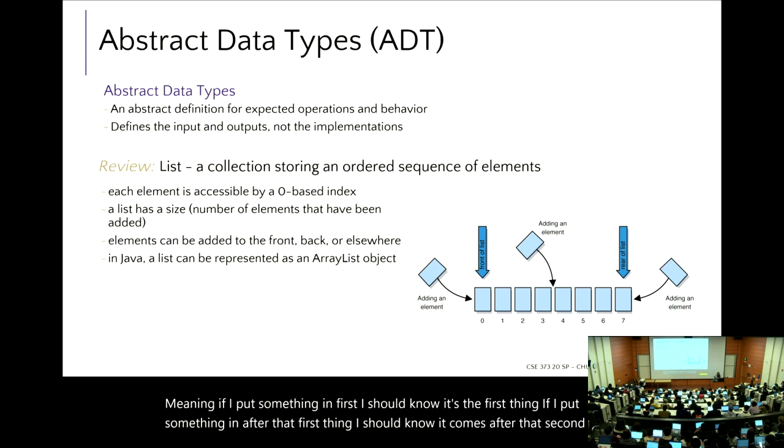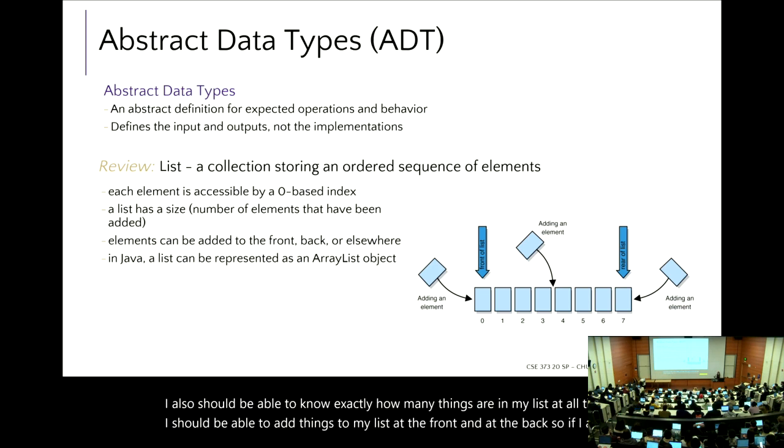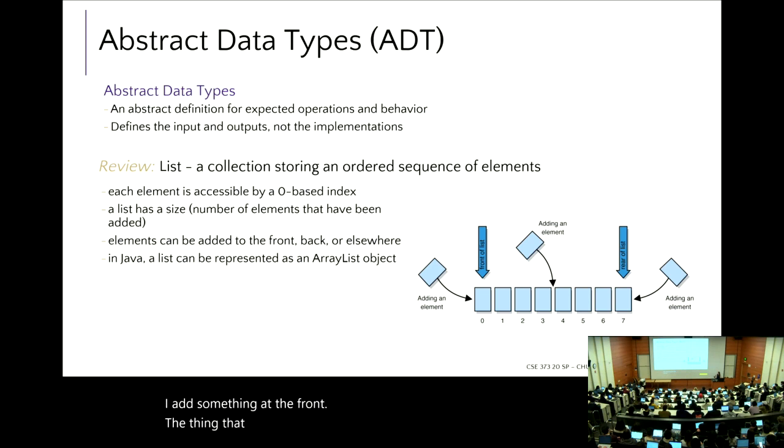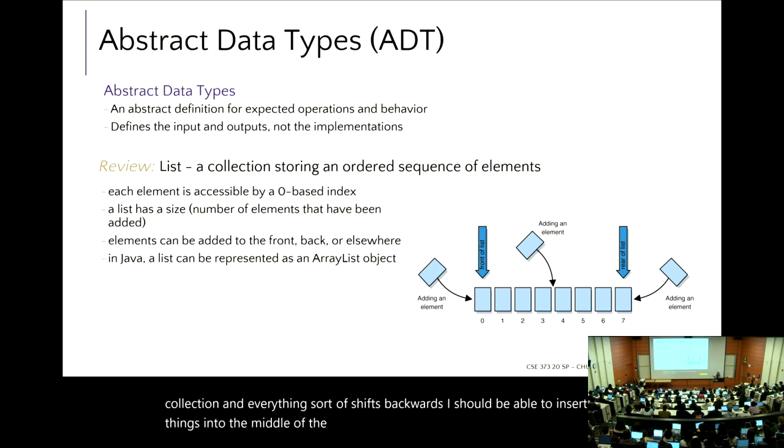I also should be able to know exactly how many things are in my list at all times. I should be able to add things to my list at the front and at the back. So if I add something at the front, the thing that was previously at the front is now the second thing in the collection, and everything sort of shifts backwards. I should be able to insert things into the middle of the list, and everything sort of shifts backwards.